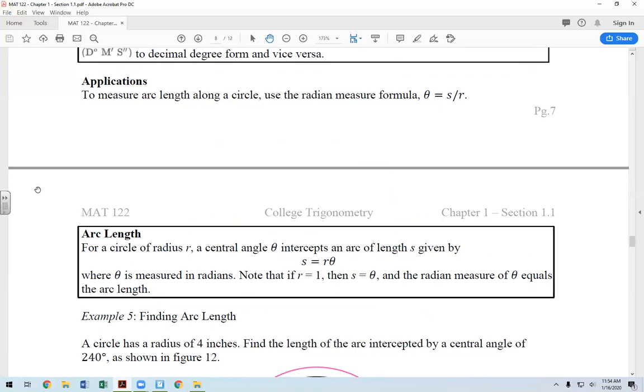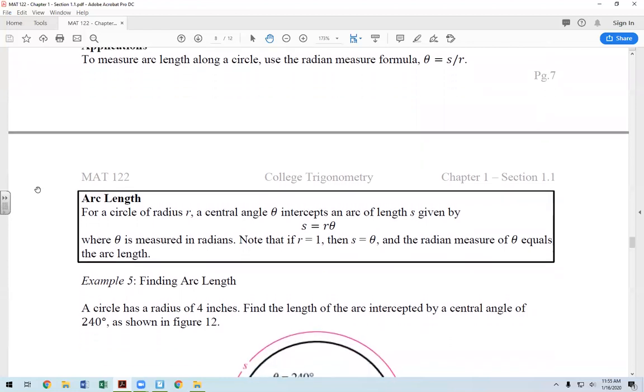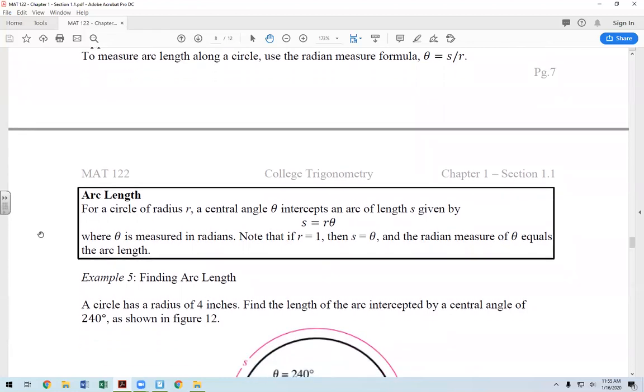So we had talked about this a little bit when we first introduced radians. Remember, if your arc length is the same as your radius, that's when your angle is going to be 1 radian, right? So we're coming back to that idea here. To measure the arc length along the circle, your formula was theta equals arc length s divided by the radius r. So you're still using that same idea here, but we're just rewriting that formula.